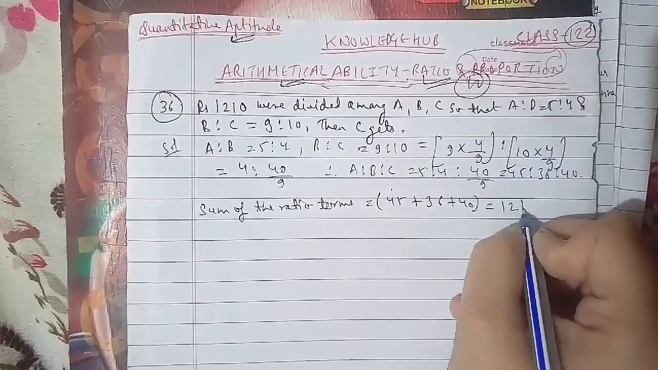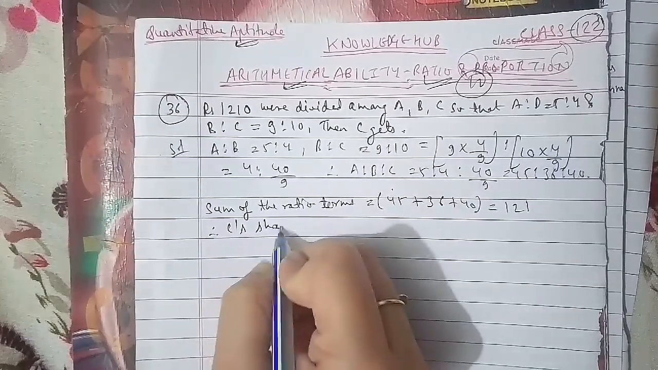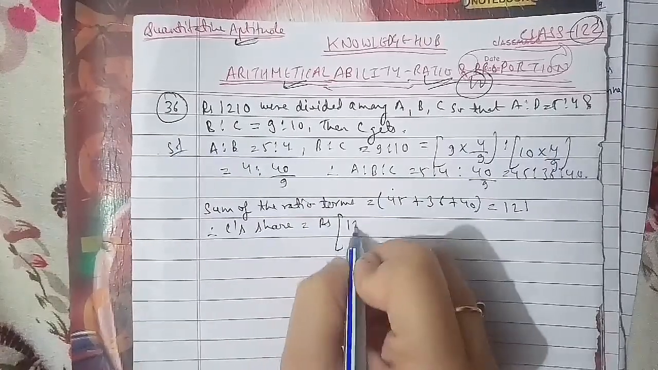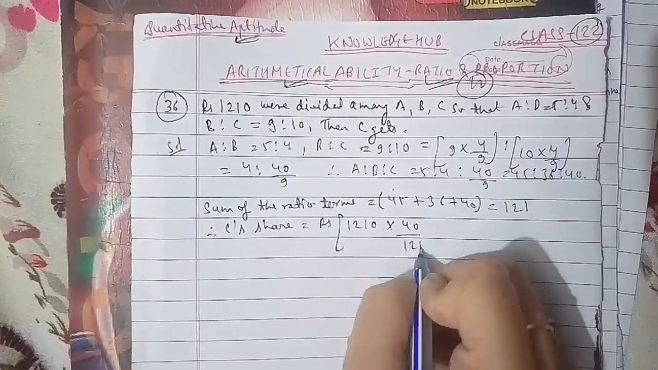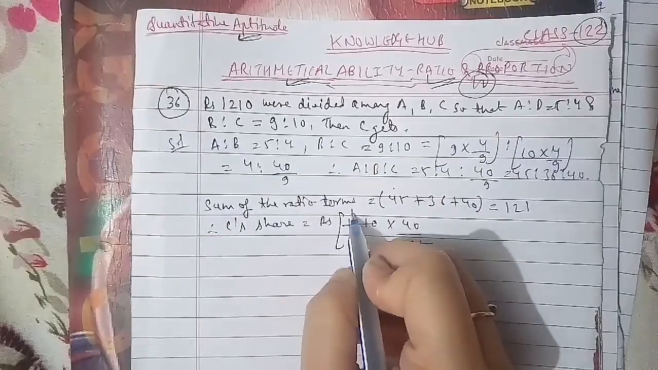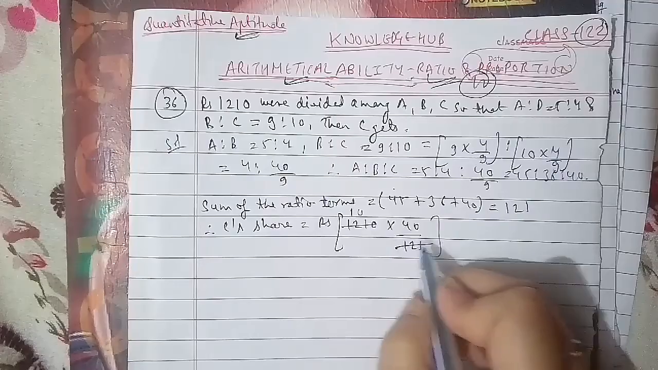So C's share equals rupees 1210 into 40 upon 121. 121 ones are 121, and 0 tens are 0, so 10 into 40. Of course you know very well that is rupees 400.